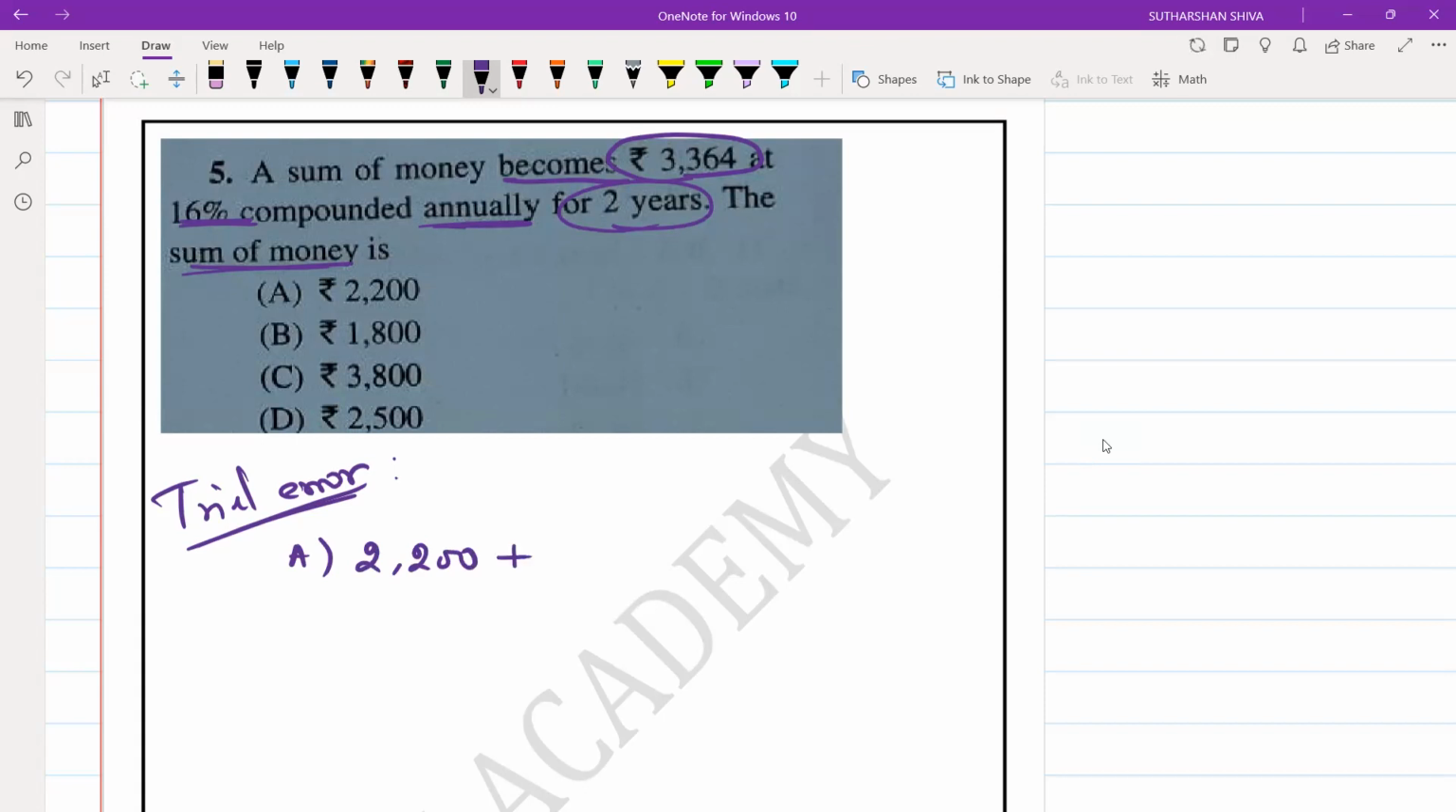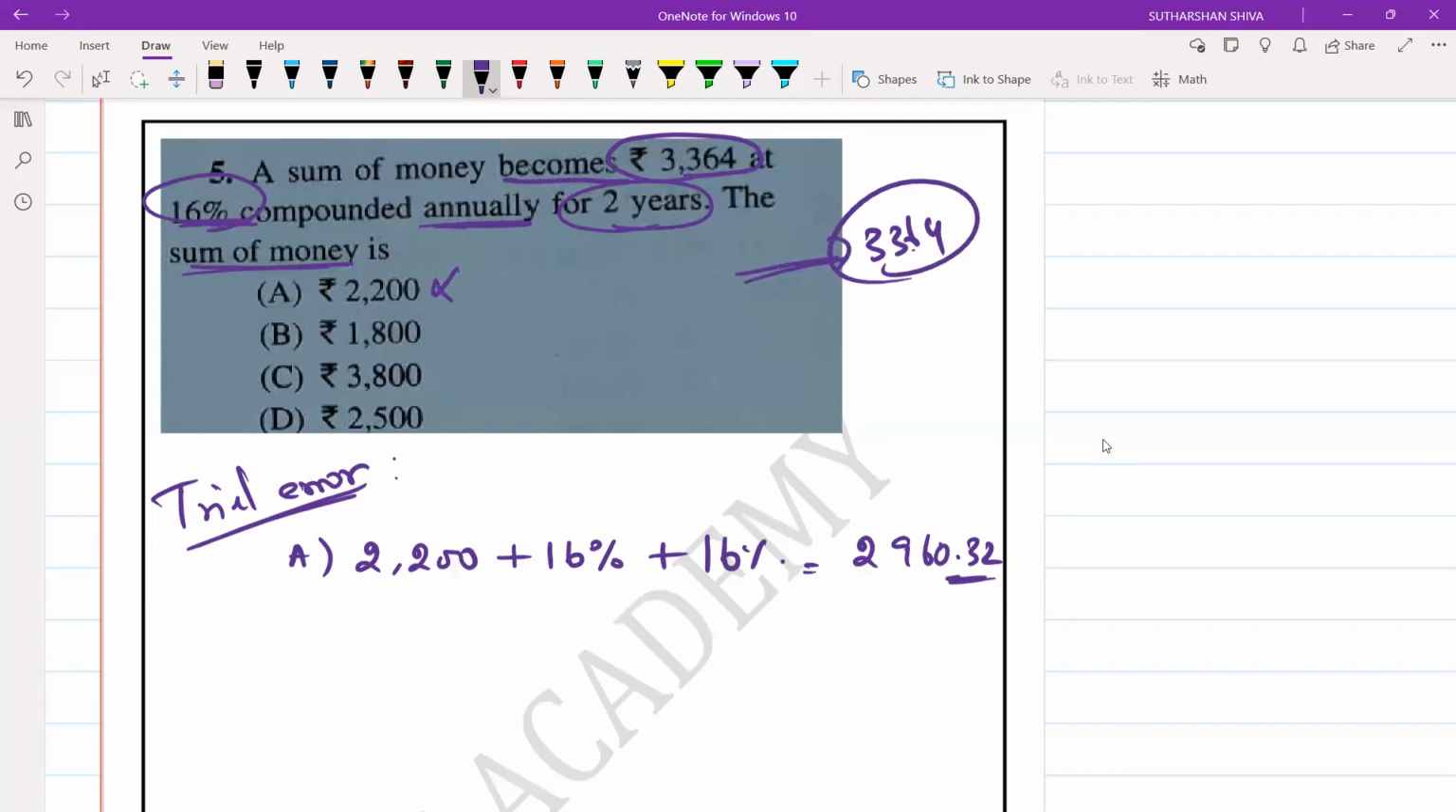Then plus, what is the percentage they have given? 16%. Plus 16 percentage button you need to press. Again plus 16 percentage button. What is the final value you are getting? You will get exactly 2960.32. But what you need to get is 3364 in your calculator. Option A is not my answer. Even option B is not my answer, because even if I take 2200, I will not be able to find my answer 3364. So option B is also not my answer.